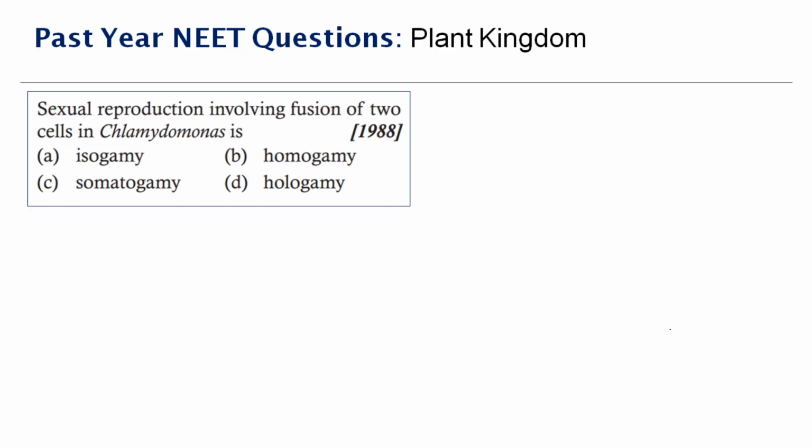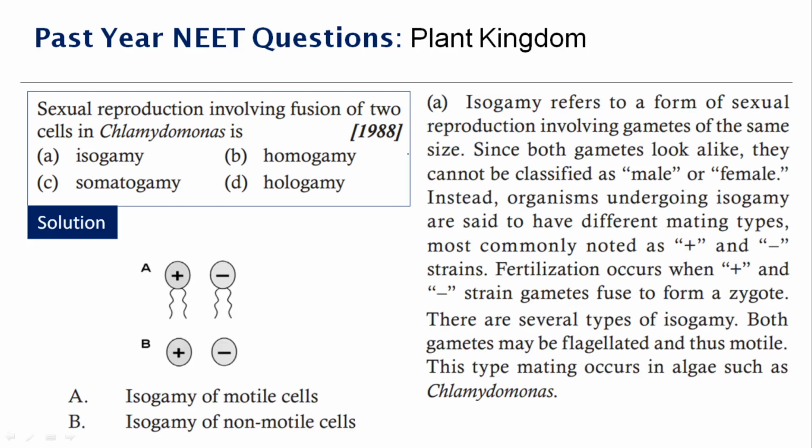Okay. Look at the next question here. Sexual reproduction involving fusion of two cells in Chlamydomonas. This question was again asked in the year 1988. Now let's come to the solution part. This is once again an easy question. Sexual reproduction involving fusion of two gametes. The correct answer is isogamy. I think we spoke about it a lot in the earlier slides.